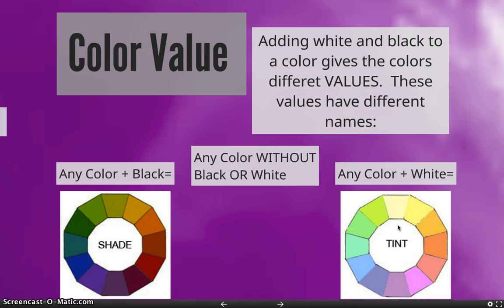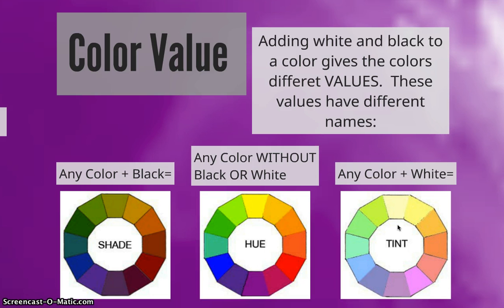So, last but not least, a color without black or white. Those colors that we talk about on the color wheel are hues. So a pure color without black or white is called a hue. So you've got a hue, you've got the darker versions, which are the shades, and you've got the tints, which are the lighter versions.